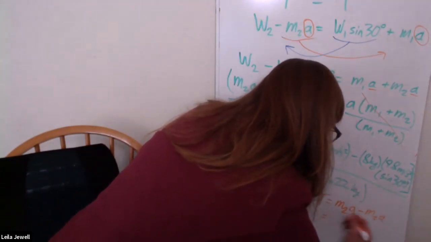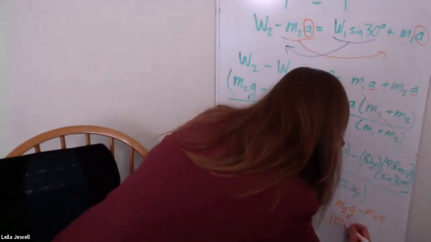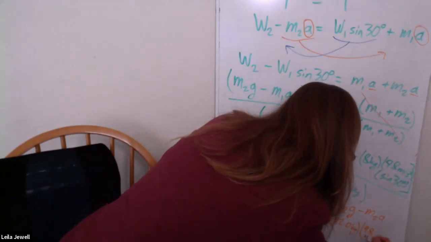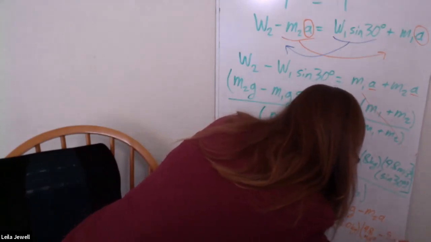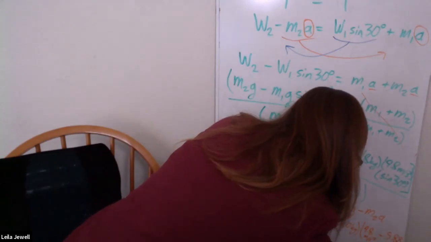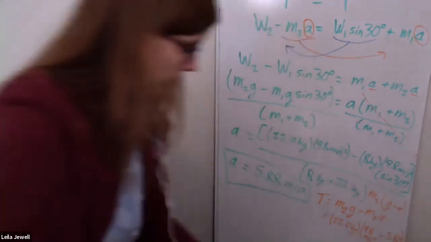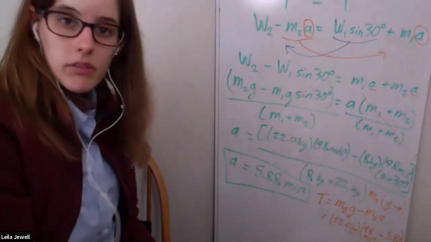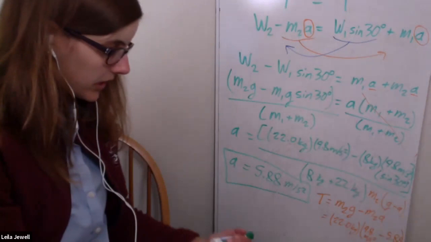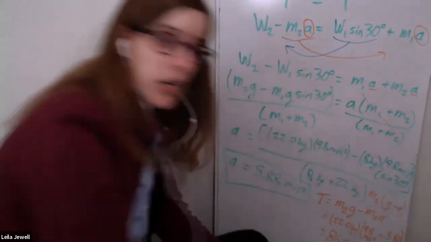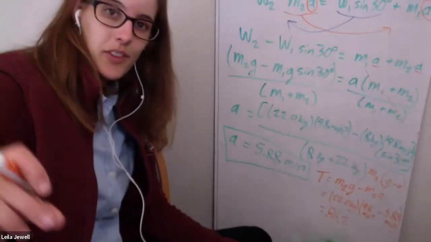And what we're left with, if we factor out the M2, we could do that. M2 is 22 kilograms times G, 9.8 meters per second squared, minus my A, 5.88 meters per second squared, where I've just distributed out the M2. So it's M2 times G minus A. And that is now something we can calculate, right? So if you do calculate that, you should get 86.2. And what would the units on that be? Since it's a force, remember the units are newtons.